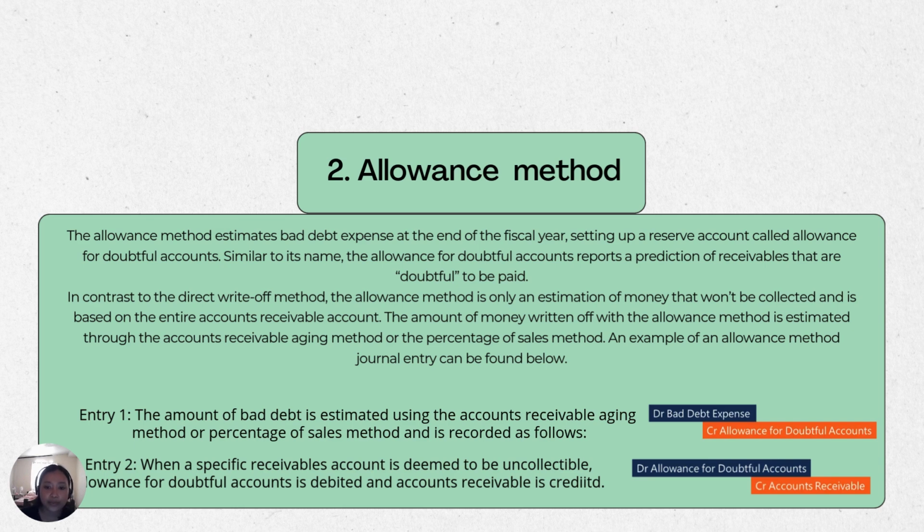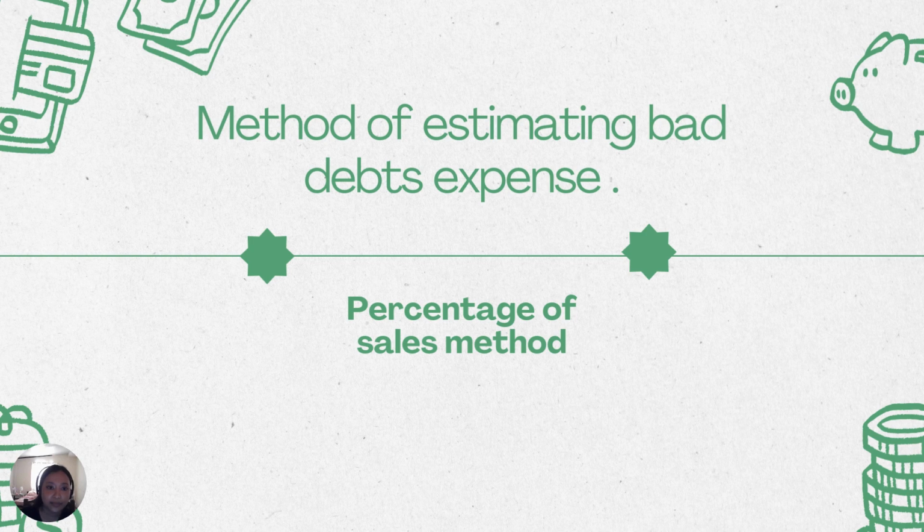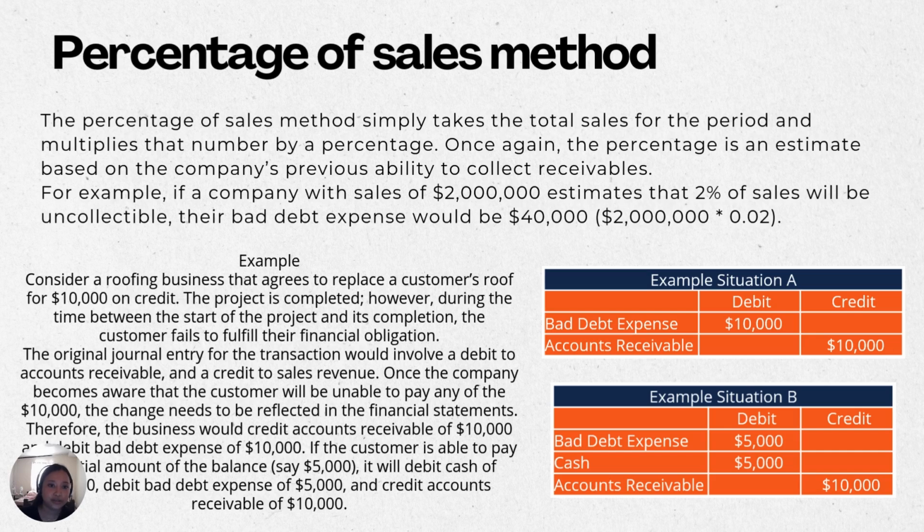There are two methods of estimating the bad debts expense: the percentage of sales method and the aging of accounts receivable method. Tonight we will only be discussing the percentage of sales method. The percentage of sales method simply takes the total sales for the period and multiplies that number by a percentage. Once again, the percentage is an estimate based on the company's previous ability to collect receivables.